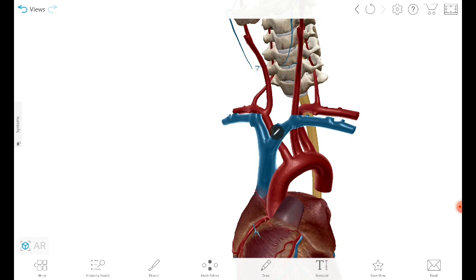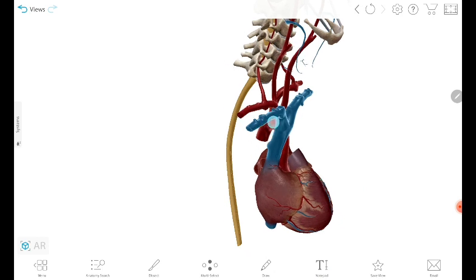Now the brachiocephalic trunk goes to the right side and it divides into right common carotid, this branch over here, and right subclavian. This was the left common carotid and this was the left subclavian. So the subclavian artery gives off a branch which is known as vertebral artery. So this is the right vertebral artery and this here is the left vertebral artery.